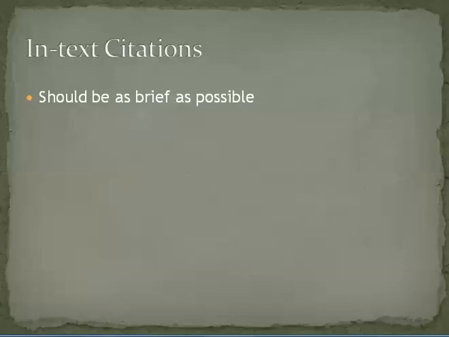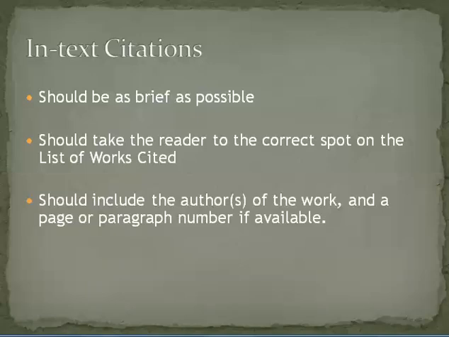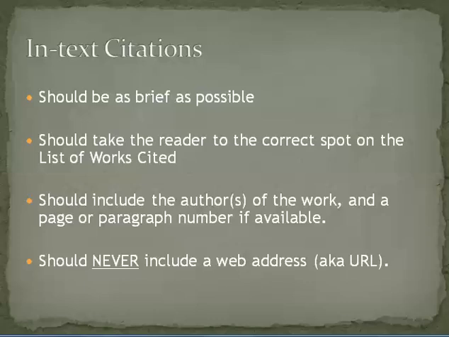An in-text citation should be brief, with just enough information for the reader to find the work in the Works Cited page. When possible, it should include the author or authors and a page or paragraph number. An in-text citation should never include a web address. Now, let's look at some examples of in-text citations.